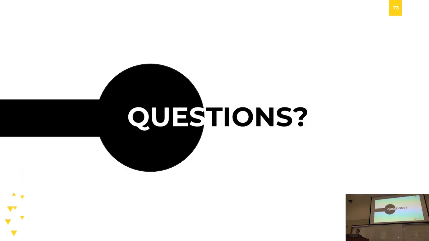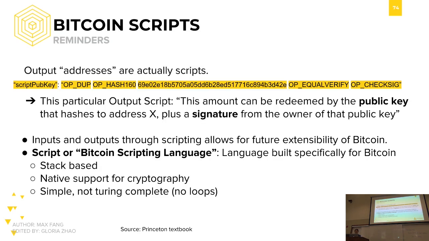Okay, so questions about the contents of a transaction. Anybody confused about why we're including certain things in the transaction? Cool, all right, still have everybody.